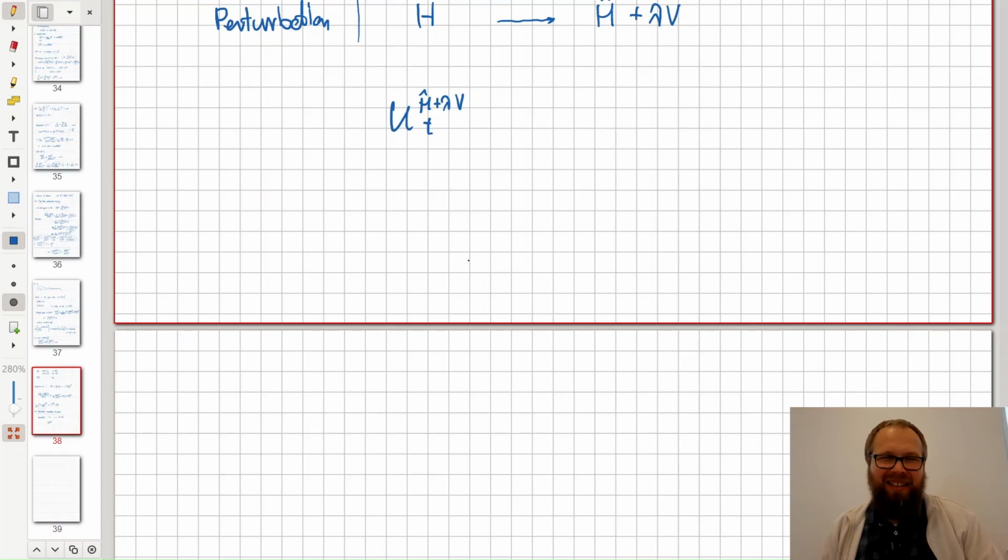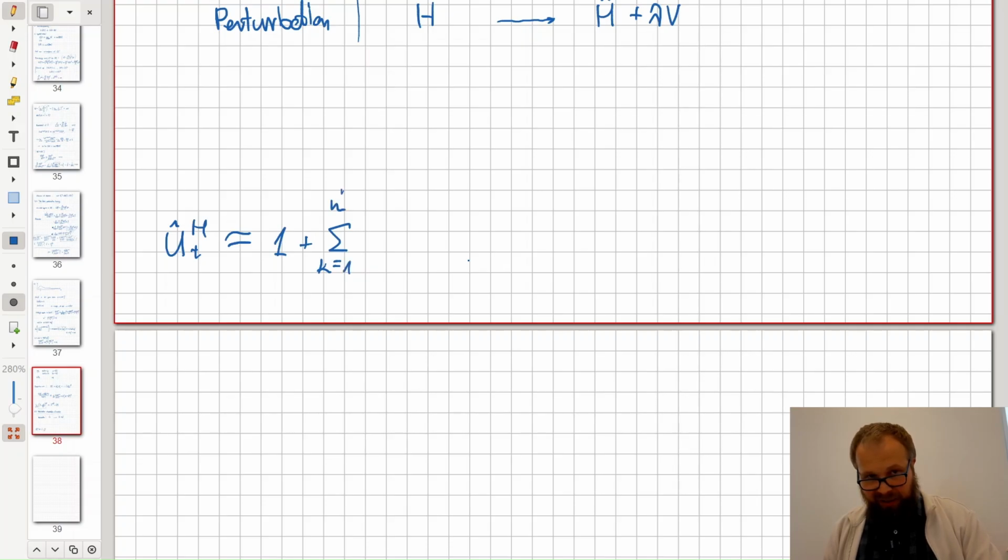So let us nevertheless treat our... We don't have perturbation. We don't have this. So this guy, our evolution operator. Let's say time is short.